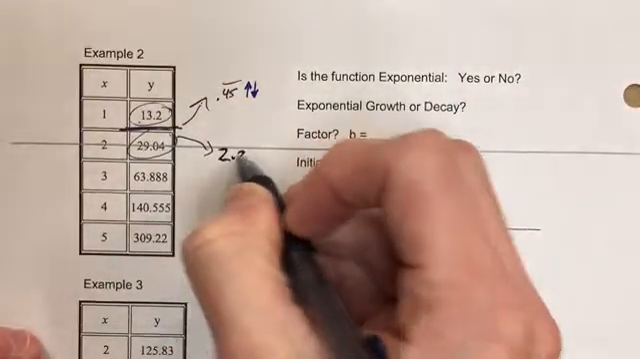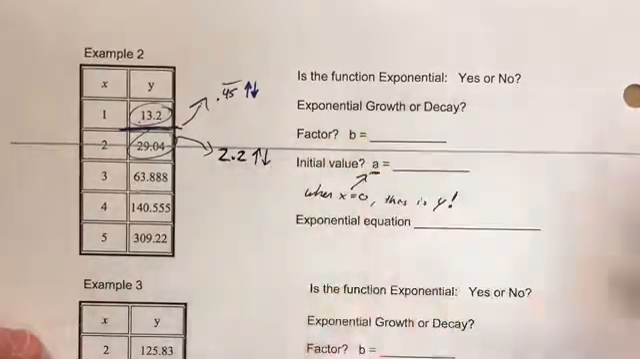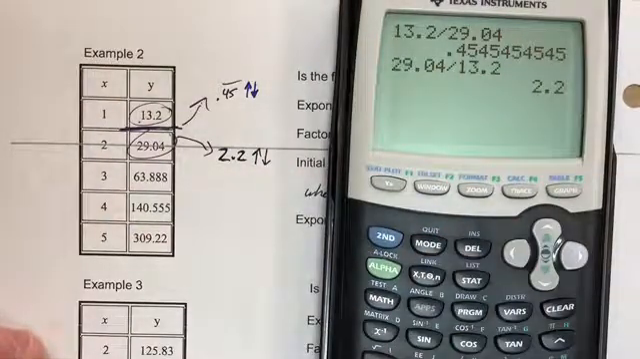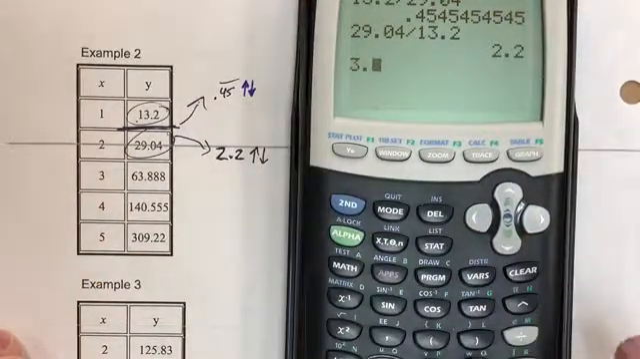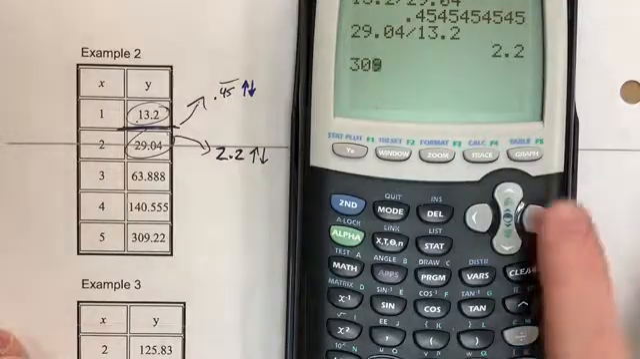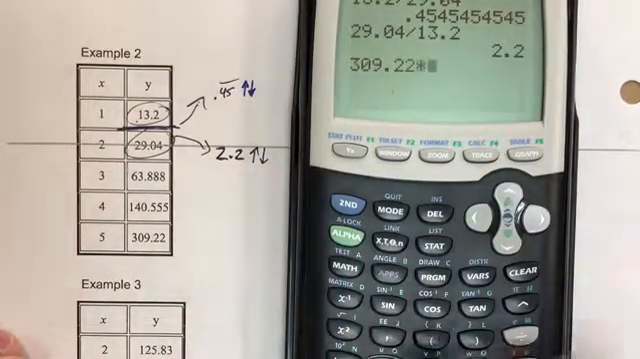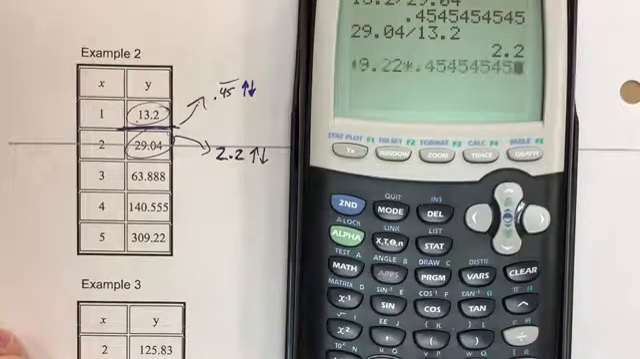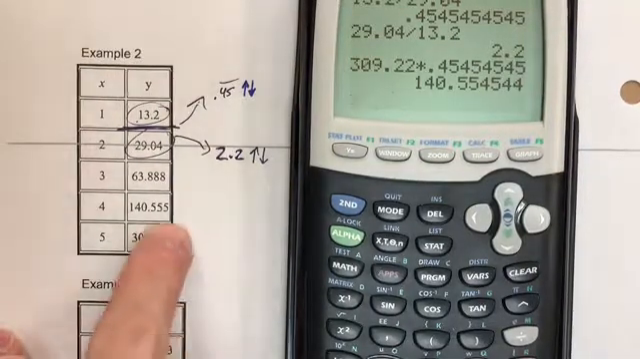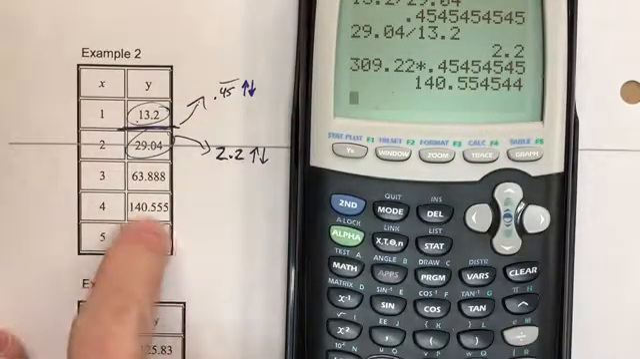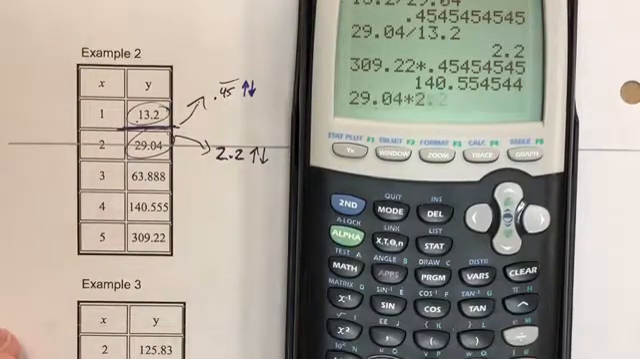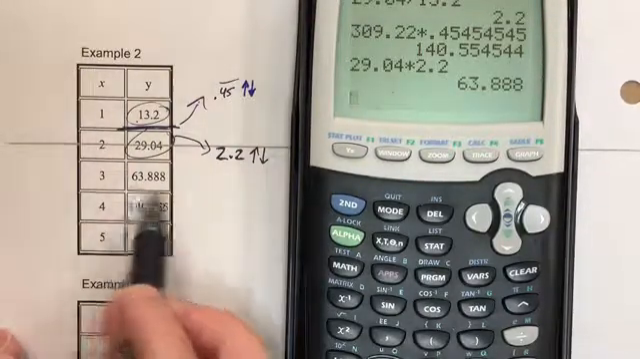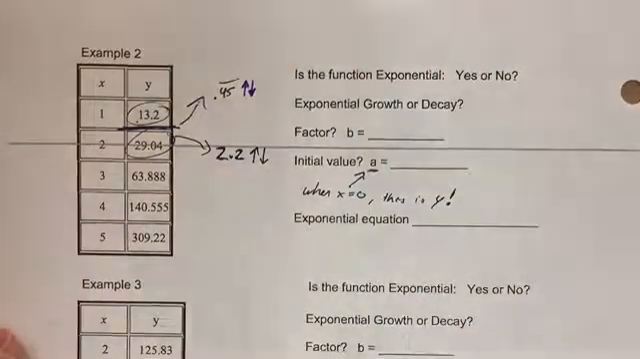So believe it or not, both of these rates are going on. Both of these rates are occurring. If you don't believe me, you can multiply this 309.22 times 0.45. Okay, so pretty close there, 140. And now let's just do it the other way, 29.04 times 2.2. Boom. All right, so just proved it.